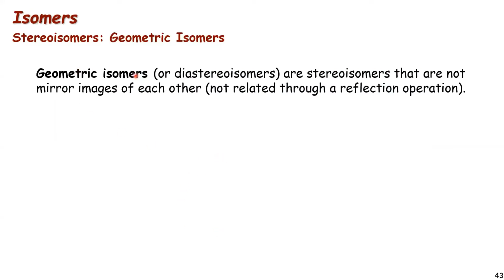A geometric isomer or diastereoisomer are stereoisomers that are not mirror images of one another. They're not related through a reflection operation.